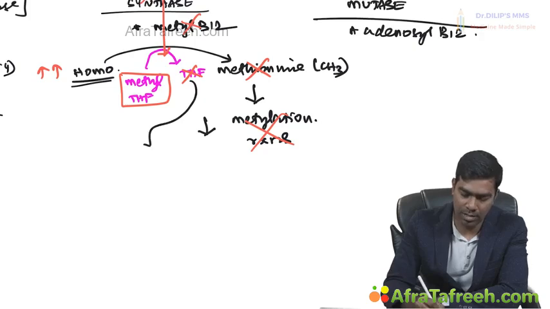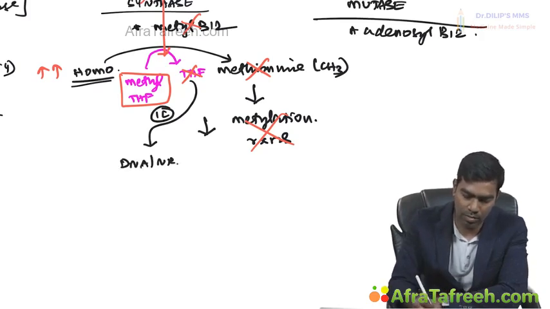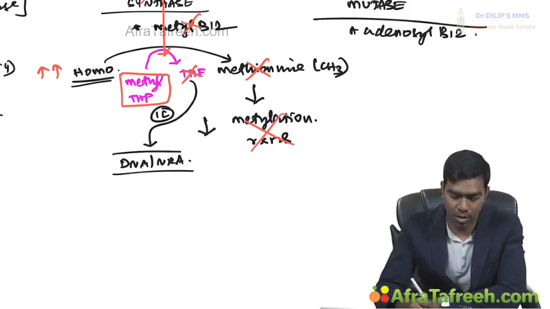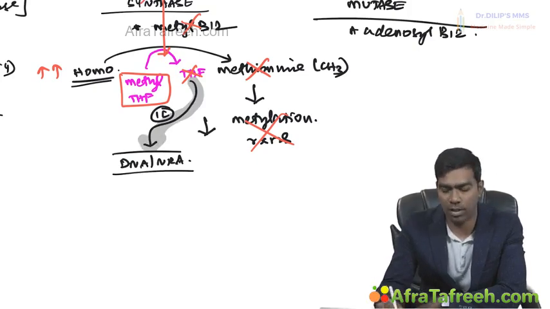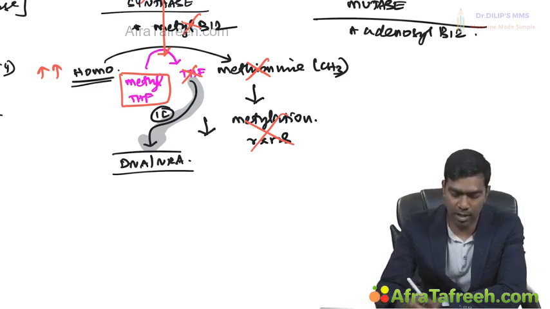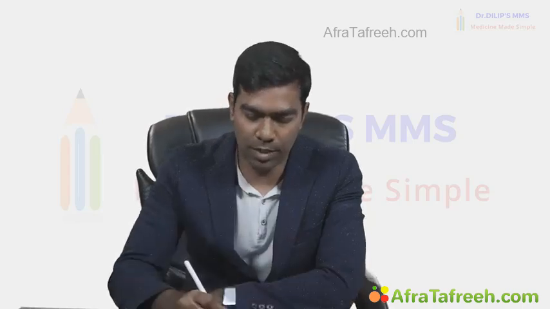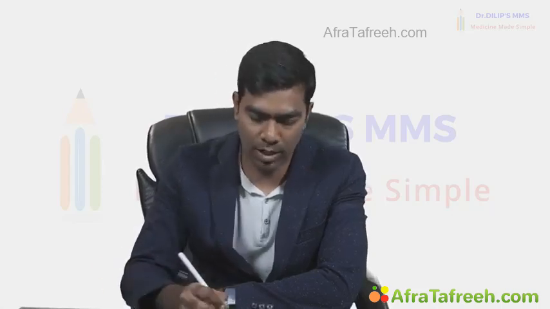At the same time, this THF is very important. THF transfers the one carbon moiety to produce DNA and RNA, which we'll discuss in a separate diagram. THF becomes methylene THF, which we'll see in the folate metabolism, and that methylene THF transfers the one carbon moiety to produce DNA and RNA. So the DNA and RNA are also going to decrease.